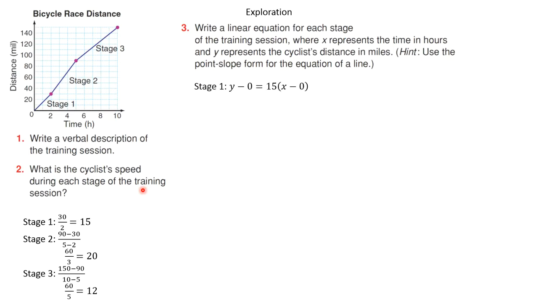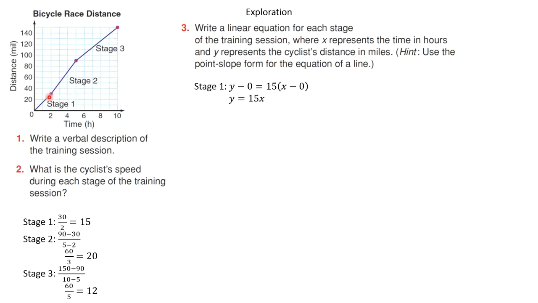All right, and question 3, the equations of the lines. So the first one, y minus 0 equals 15 times x minus 0. I used 0, 0 for the point here, just because it's easier. We could have used 2, 30. That would have been okay, but again, easier, because this simplifies to just y equals 15x.